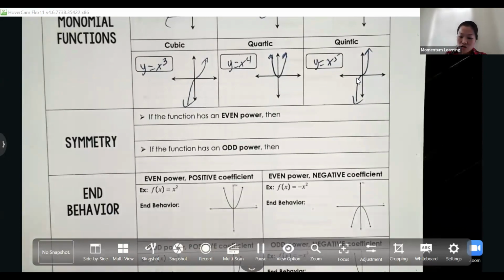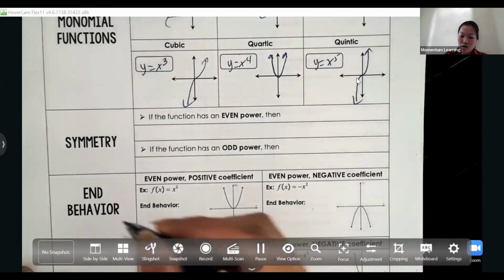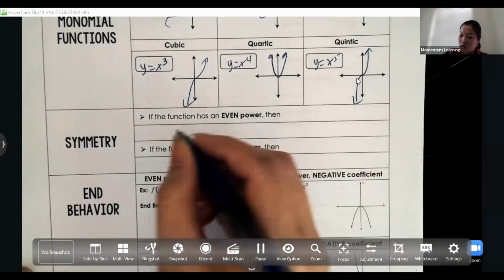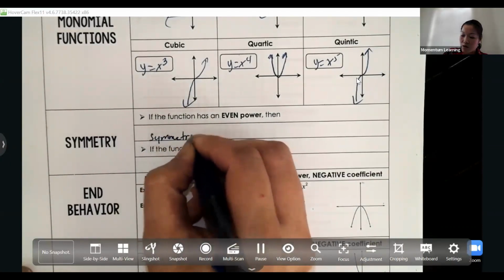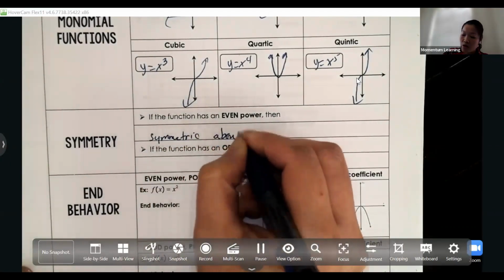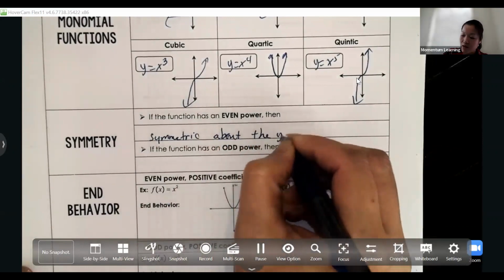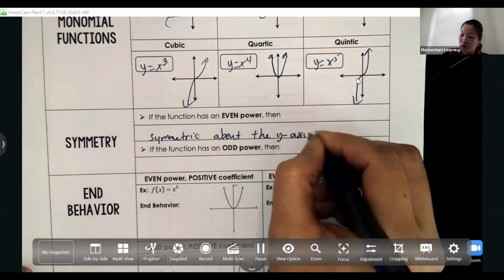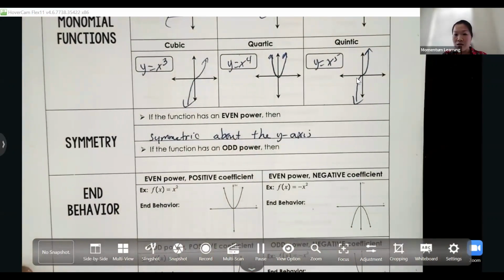An even function is symmetric about the y-axis. So symmetric about, and the students will have this worksheet, right? They'll have this ahead of time to print out. They're going to print it out before we start the day, so they can write and keep notes.